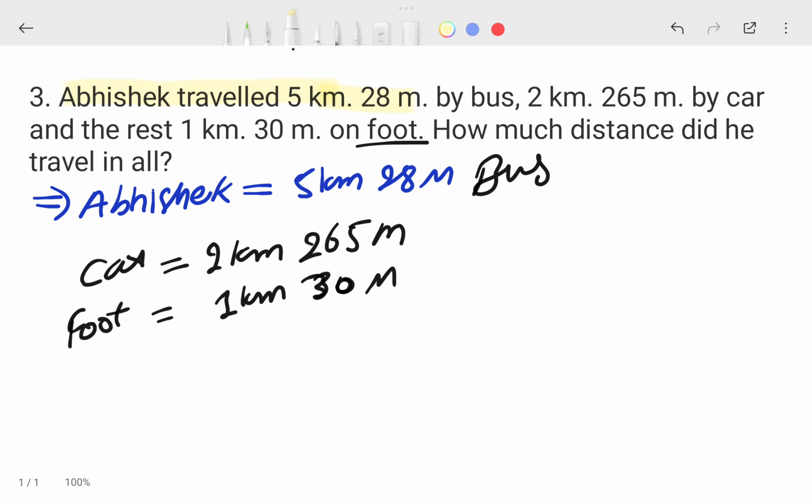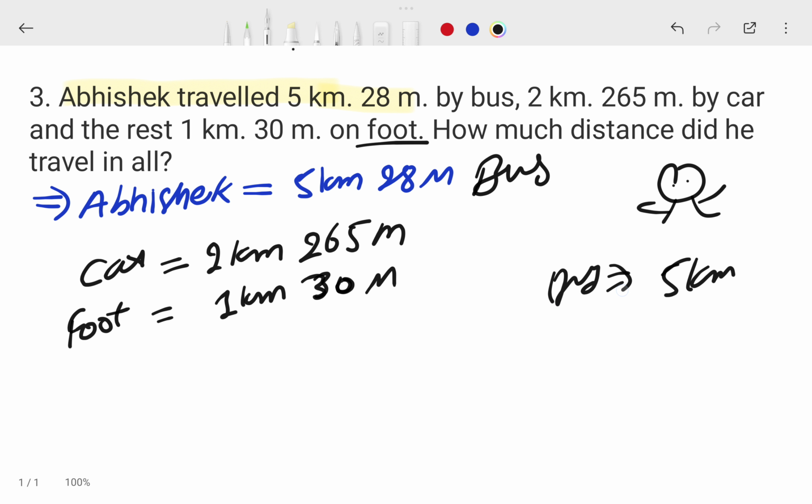Now let's suppose you are going to travel. This is you, and you are going to a park. You go 5 kilometers by bus. After the bus drops you there, you take a taxi or tempo, whatever it is, and go 2 kilometers from that side.